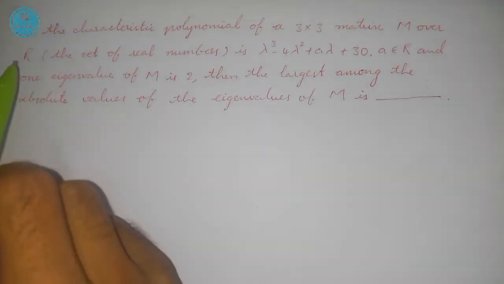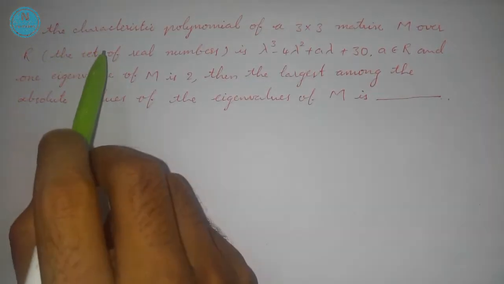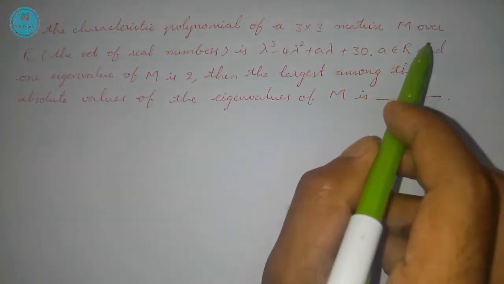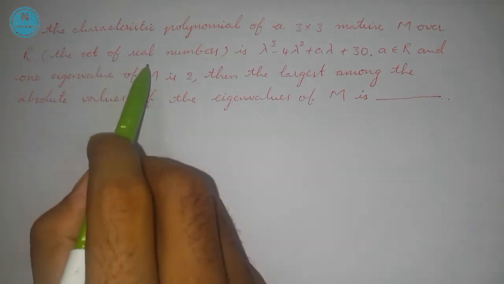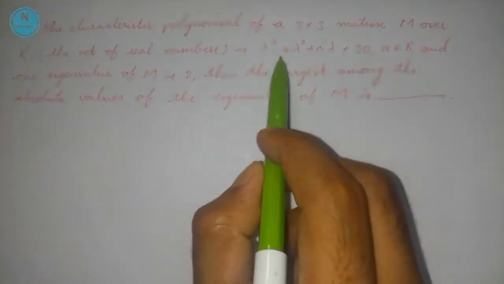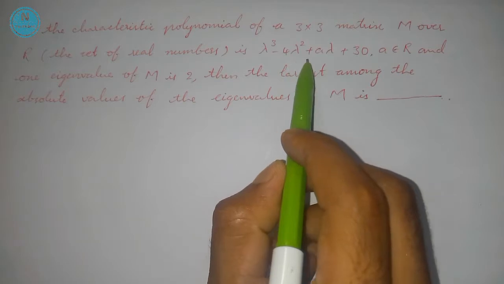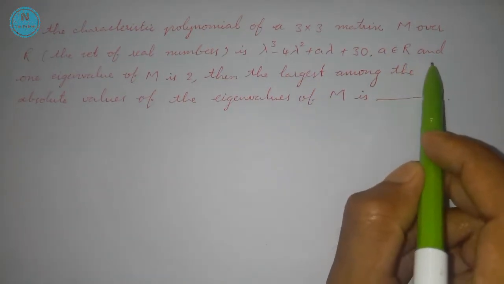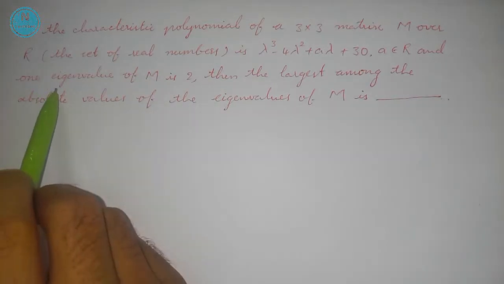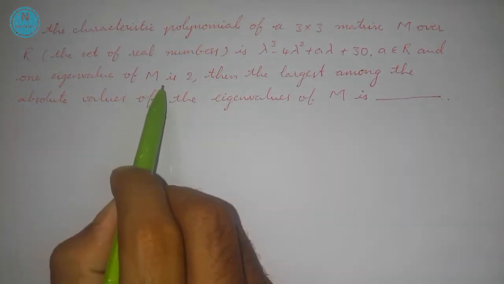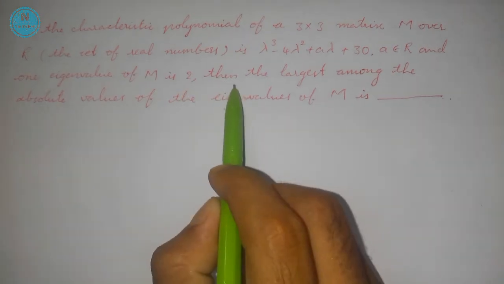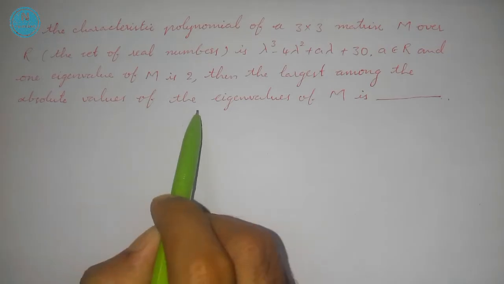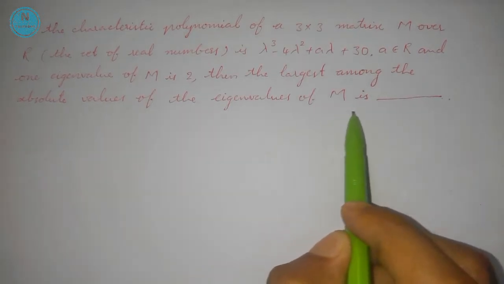Hello friends, the question is: if the characteristic polynomial of a 3 by 3 matrix M over R, the set of real numbers, is lambda cube minus 4 lambda square plus a lambda plus 30, where a belongs to R, and one eigenvalue of M is 2, then the largest among the absolute values of the eigenvalues of M is what?